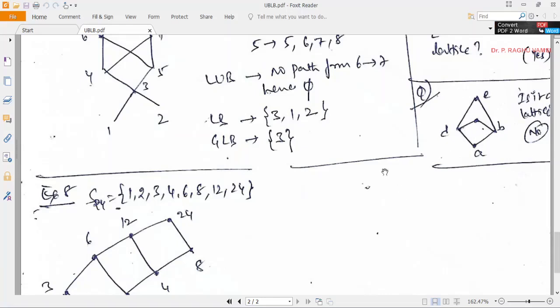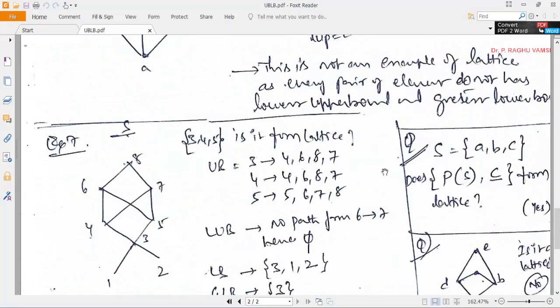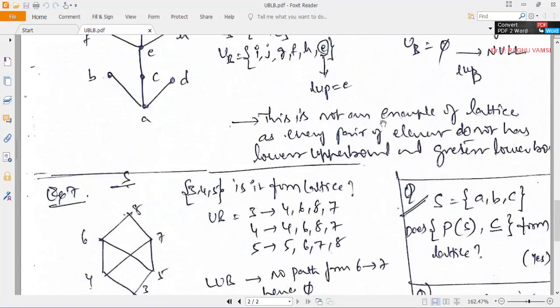That is the reason this diagram will not form a lattice. So by this time you come to know what is meant by upper bound, how to calculate upper bound, lower bound, greatest lower bound, and lowest upper bound. And a Hasse diagram can be said to be a lattice if this condition holds: for every pair of elements in the Hasse diagram, it should form at least a lower bound, a lowest upper bound, and a greatest lower bound. In such cases we can call it a lattice, and this lattice is the base for digital logic design or digital circuit design.